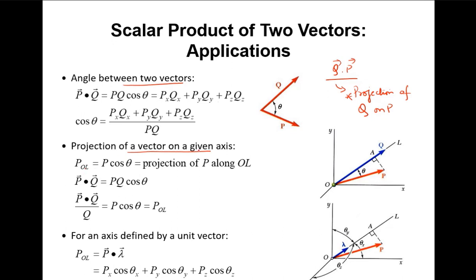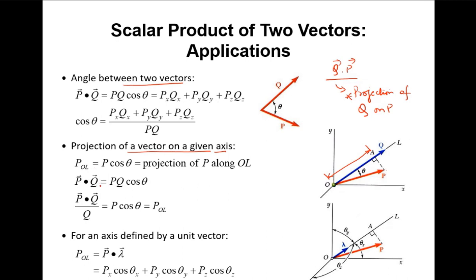So projection of a vector on a given axis. POL equal here, this one, that will be equal to P cos theta along this OL direction. Say this is Q. Between P and Q, you have angle theta, and you just drop a perpendicular, right? So P cos theta will be this portion. This portion is nothing but P cos theta. So projection of P on OL is P cos theta.